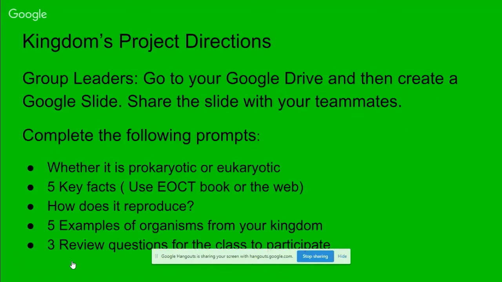So what you're going to do, you're going to complete the following prompts. So you're going to tell me whether or not it's prokaryotic or eukaryotic. Give me 5 key facts. You can use the EOC book or the web. How does it reproduce? Give me 5 examples of the organisms within your kingdom, and give me 3 review questions for the class to participate and answer at the end of your presentation.